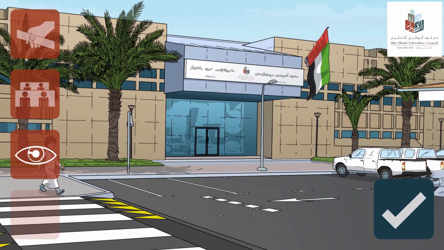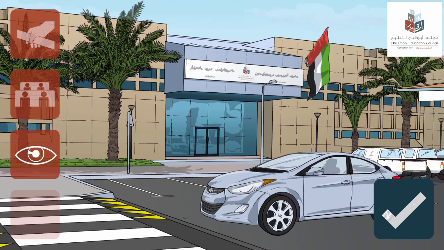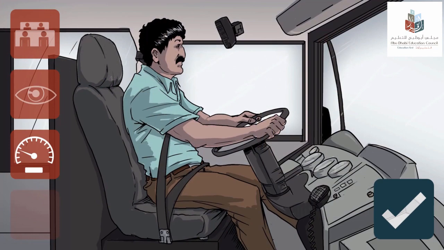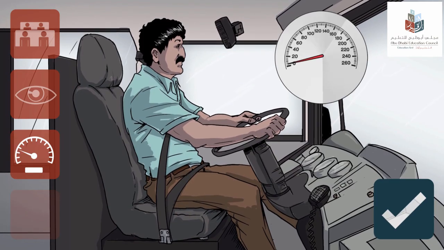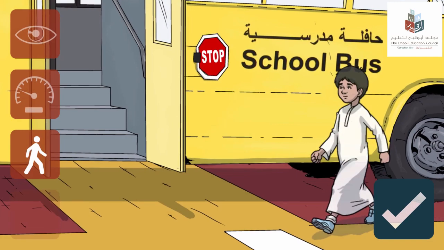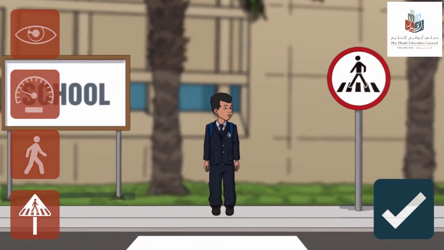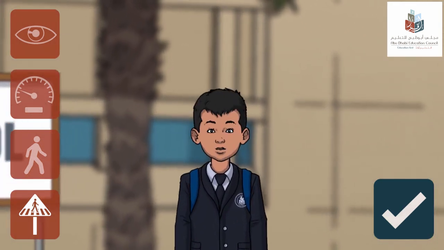All drivers in parking and vehicle waiting areas must be particularly alert. Motorists must adhere to all speed limits and warning signs when driving in school areas. Students should walk, not run, in these areas and must always look carefully when crossing the street.